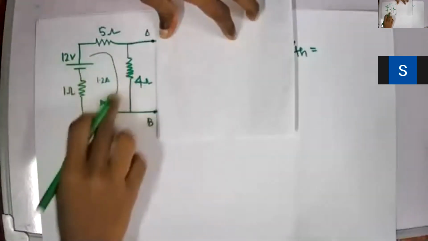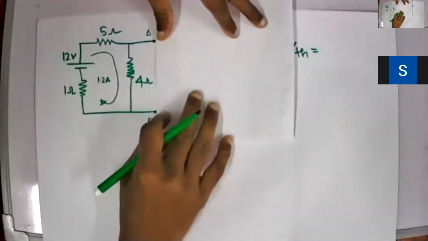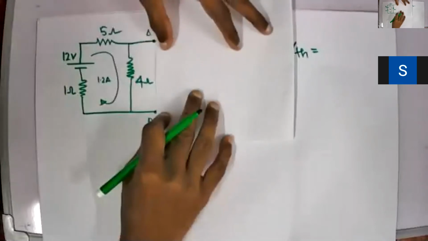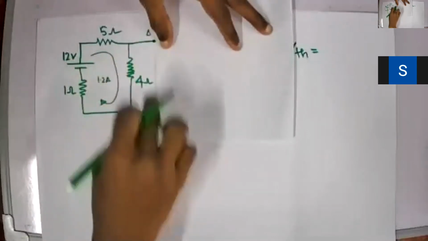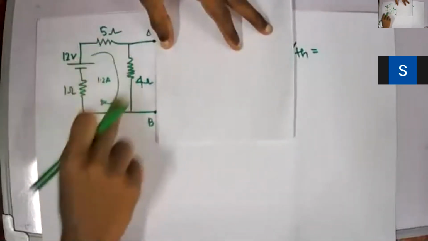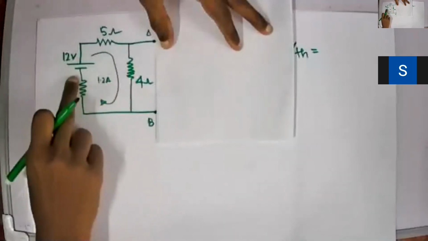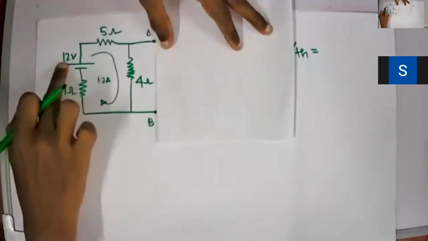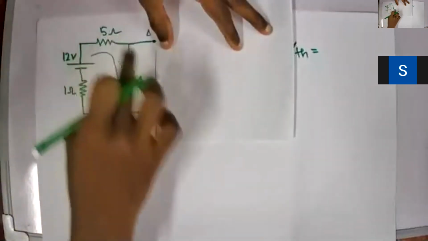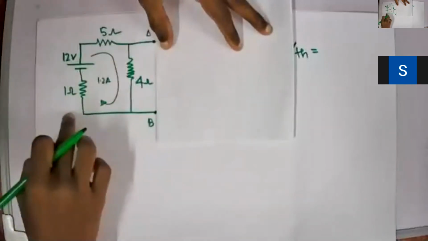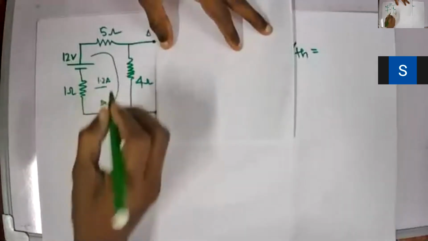So can you understand? There is only one loop, right? If the R is open circuited, there is no current through this branch. Only the current will be flowing in this loop. So in this loop, if I apply KVL, 12 equals I into 5 plus 4 plus 1, 5 plus 4 is 9, plus 1 is 10. So I equals 12 divided by 10, which is 1.2 amperes.